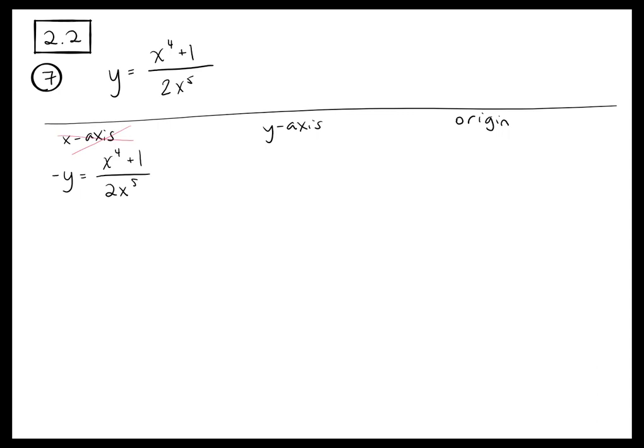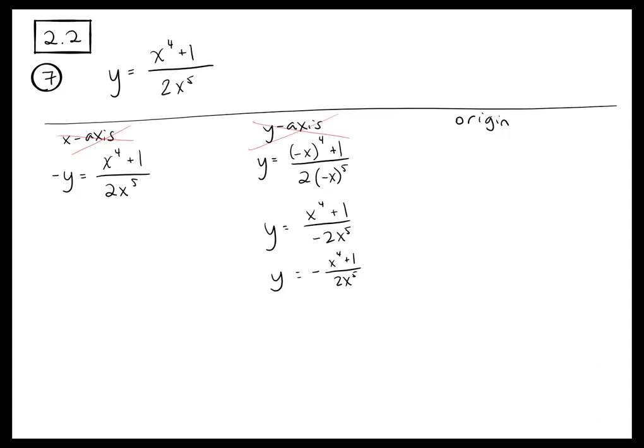And then we're going to find y-axis symmetry by plugging in negative x. Make sure you put your negative x in parentheses, especially if there are powers or things that are being multiplied by it. And we're going to simplify that, and we get positive x to the 4th plus 1 and negative 2x to the 5th. And you can pull that negative out in front of the fraction. That's still not the same as original. So we're going to throw out the y-axis symmetry.